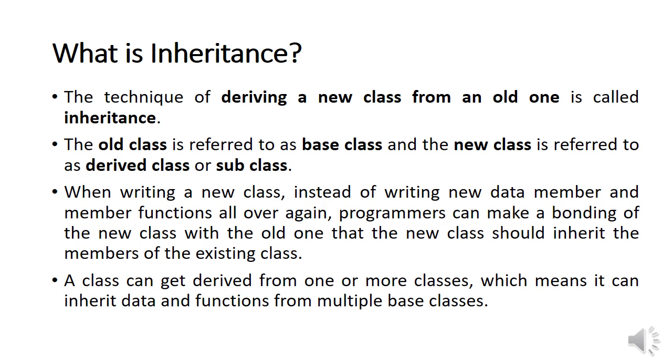class with the existing class so that the new class can access or use the data members and member functions of the existing class. This property is called inheritance. That is, the new class should inherit the members of the existing class in such cases. It is also possible to derive a new class from more than one existing class. That means it can inherit data and functions from multiple base classes. This concept is called multiple inheritance.